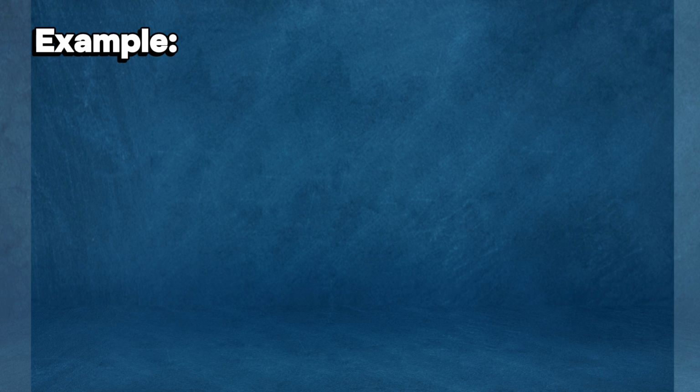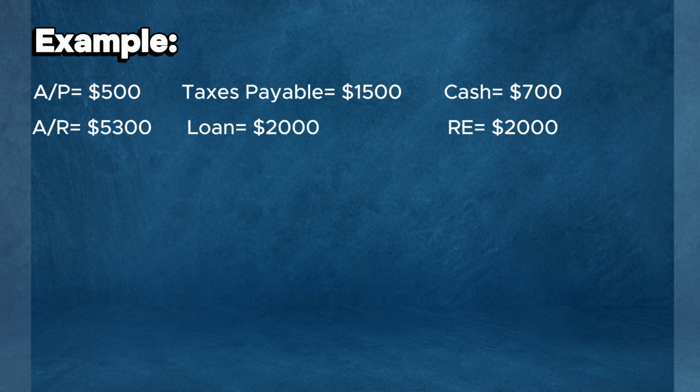Let's take a little more comprehensive example. In this example, instead of having the total values of the assets, liabilities, and equity, we have their different subclasses, like subtypes. So we have accounts payable, accounts receivable, taxes payable, loan, cash, and retained earnings. Now we have to group them together under their proper category. In order to do so, you should have a good knowledge about assets, liabilities, and equity. You should know what the types of assets are, what constitutes assets, what constitutes liability, and what comprises equity.